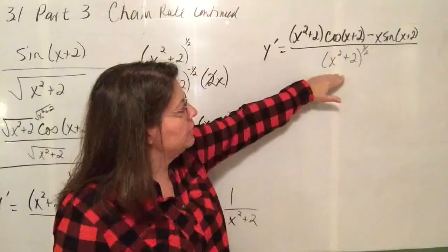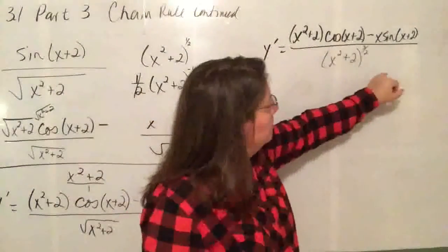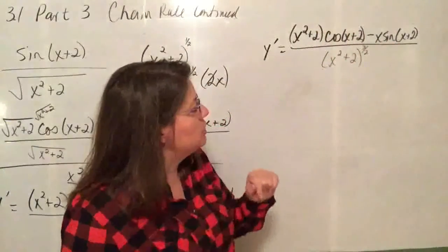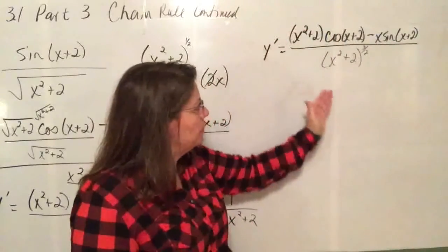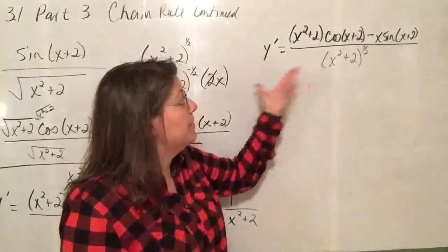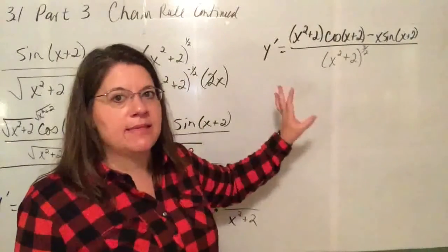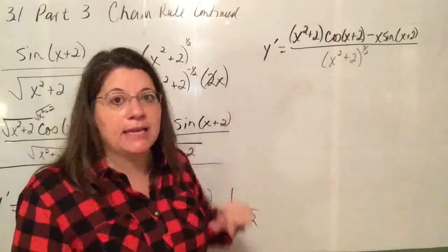It's tempting here to try to cancel out the x squared plus 2 with that, but unless it shows up in each of these terms, you can't do that. You could try to distribute something out and see if something would cancel, but for this problem, that's really all I can do. I can't cancel anything out. I've got it simplified the best that I can, so there's really nothing else I can do with that one. That one's got a really complicated answer.